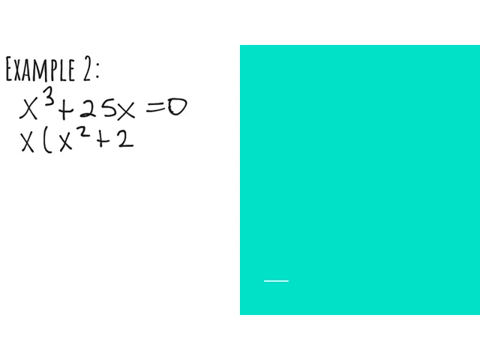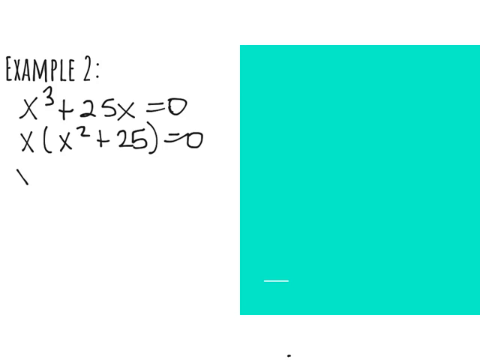Okay, for example number 2, I have x to the 3rd power plus 25x equals 0. Every time I go to factor to identify my zeros, I always look for a GCF. I see I have a GCF first, so I have x times (x squared plus 25) equals 0. And then I see that I actually can't factor x squared plus 25. I don't have a negative sign in between there, so it's not a difference of squares.